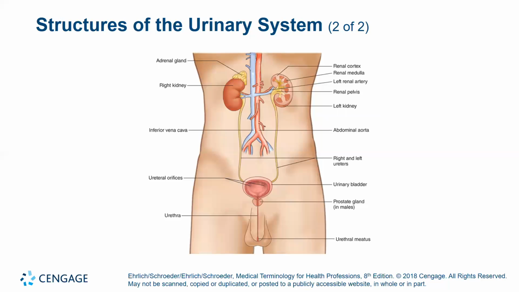Here you can see in this figure structures of the urinary system. So here's your urethra, your prostate gland, here's your urinary bladder, right and left ureters, the abdominal aorta, here's your left kidney, right kidney, adrenal gland, and the left renal artery here. The renal pelvis is there. So you can see the different structures here that they are showing of the urinary system.